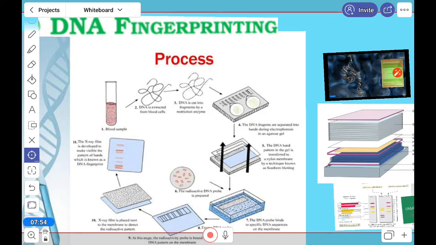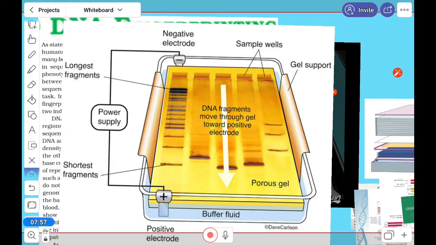Okay, here is a gel electrophoresis, agarose gel. Look at it carefully, listen to this part. This is the porous gel. This gel we are making from the algae agar-agar. We are removing the agaropectin and making it agarose gel.